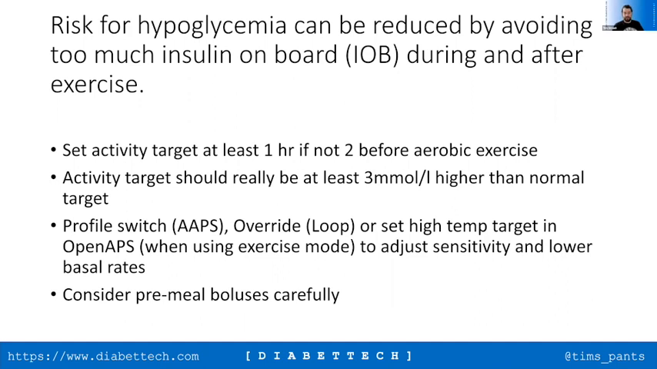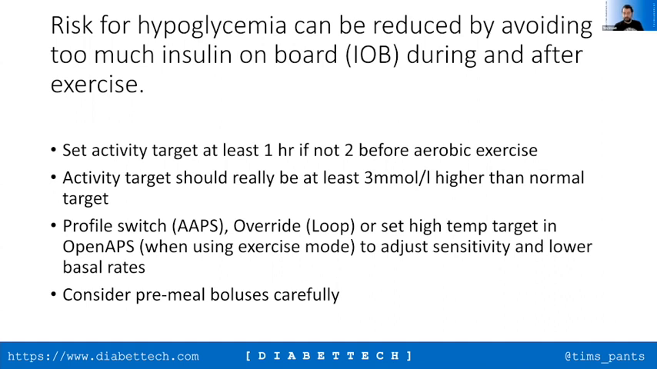We talk about the activity target being at least 3 millimole per liter higher than your normal target, or 54 milligrams per deciliter, because that gives enough room for the algorithm to reduce the amount of insulin it's giving and get a significant change in IOB. You can also take into account, if you're using AAPS or Loop, the override and profile switch functions, whereby you would go to a reduced percentage of insulin, and also set your ISF to be a larger number to suggest that you're more insulin sensitive, so that when it gives insulin, it gives less insulin when it's trying to correct something that it predicts is going to be high.